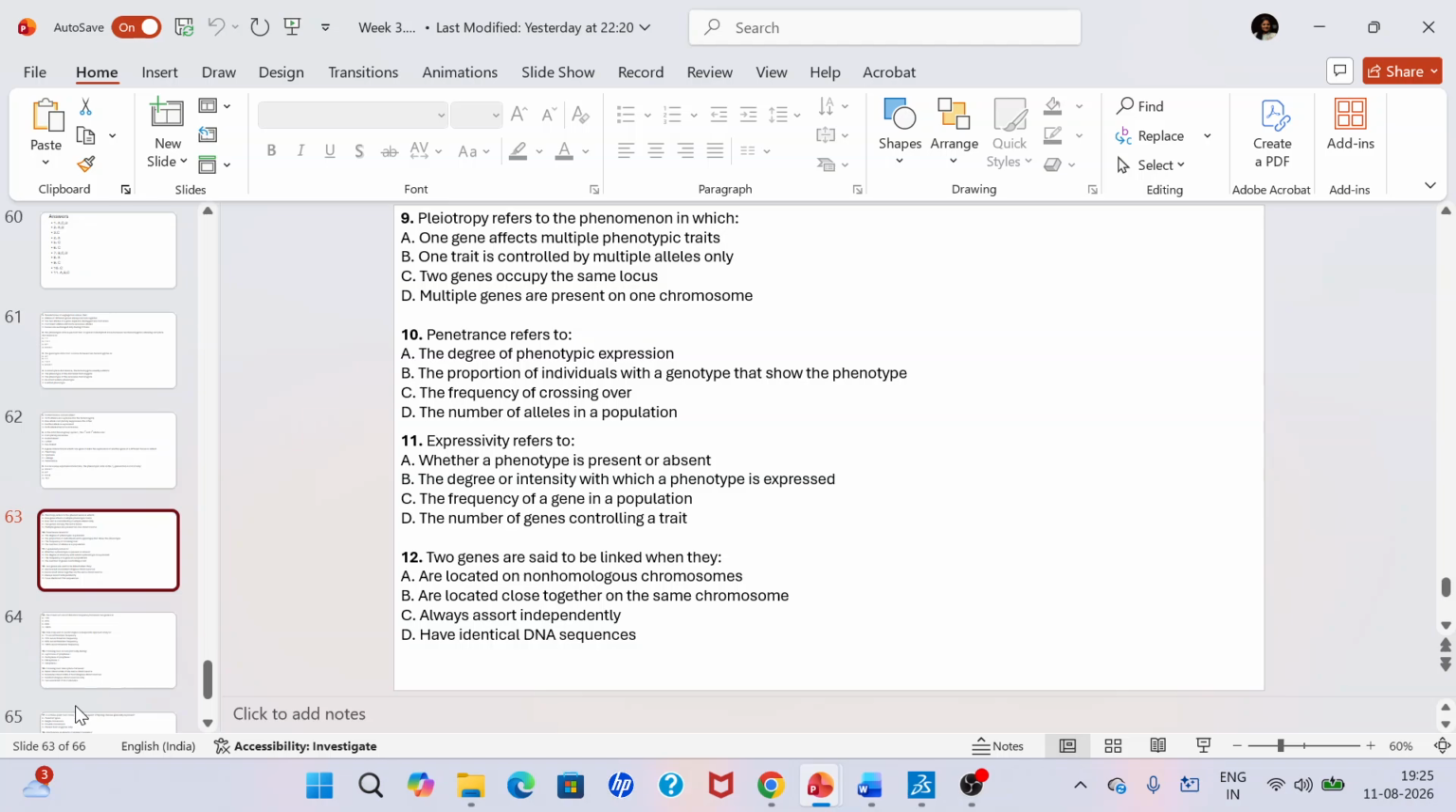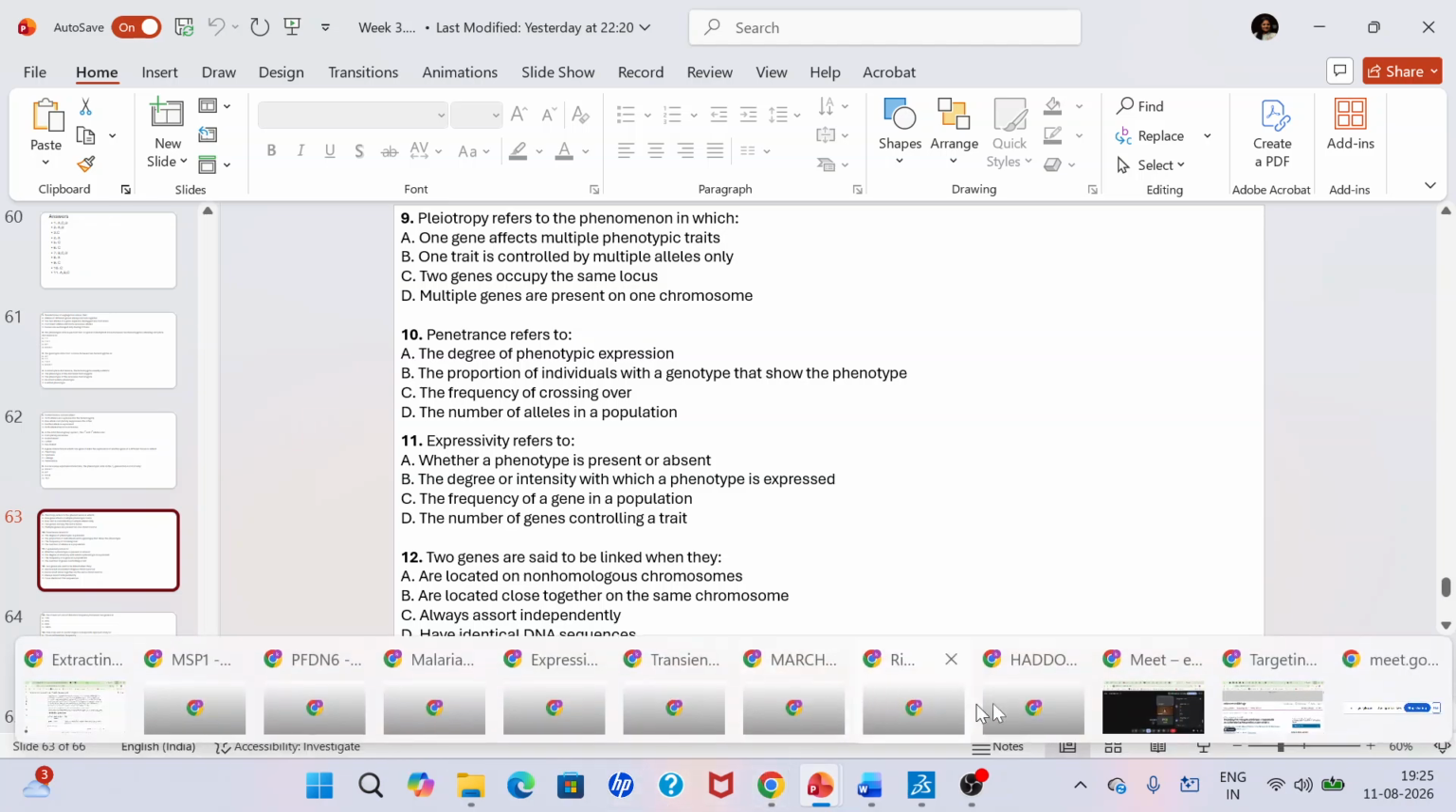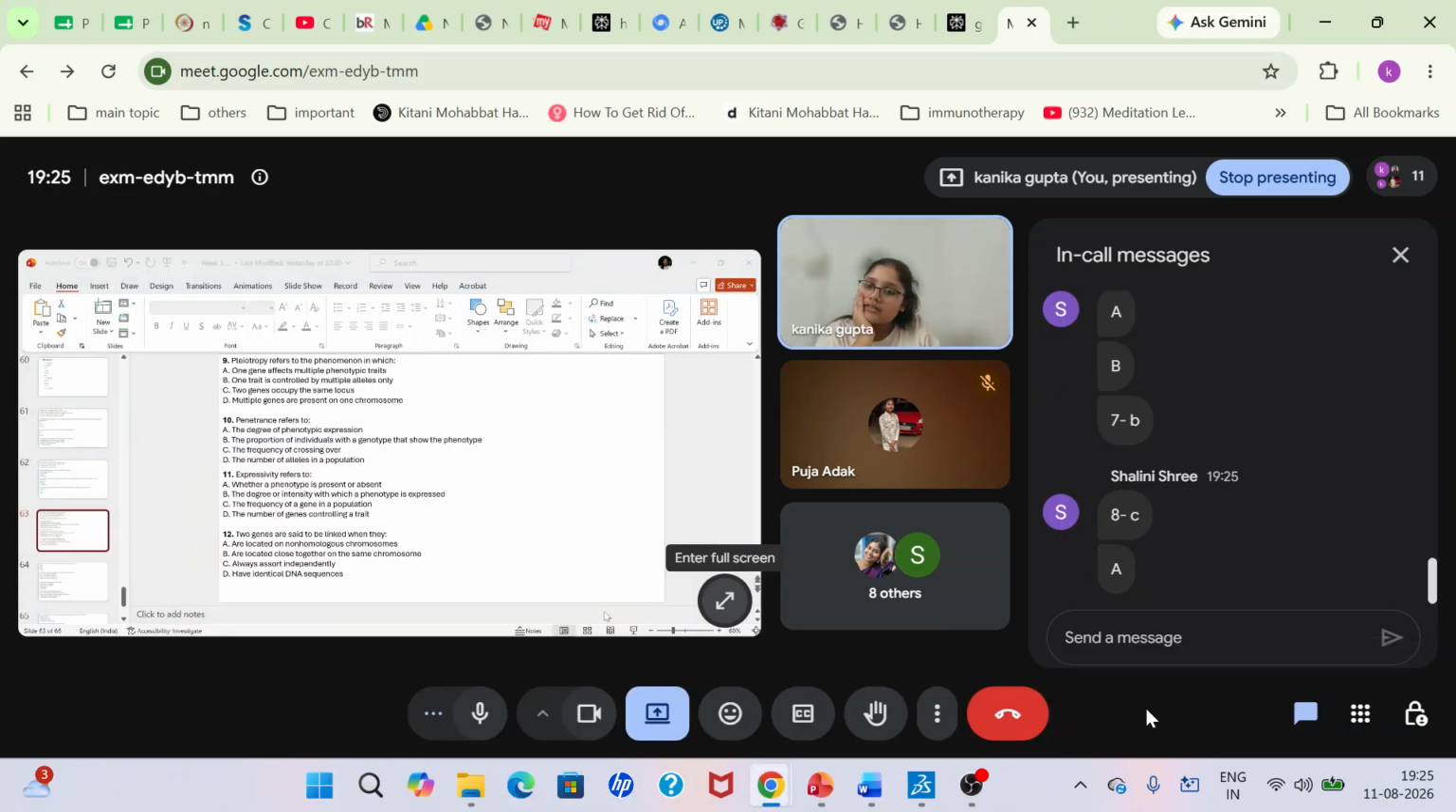Pleiotropy refers to the phenomenon in which, we have just discussed this. Yes, one gene affects multiple phenotypic traits. Okay, one gene affects the multiple phenotypic traits. Now jump to question number 12, because again these two concepts we haven't discussed till now.